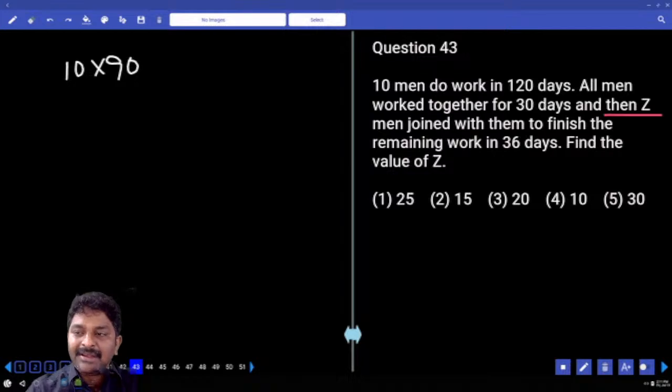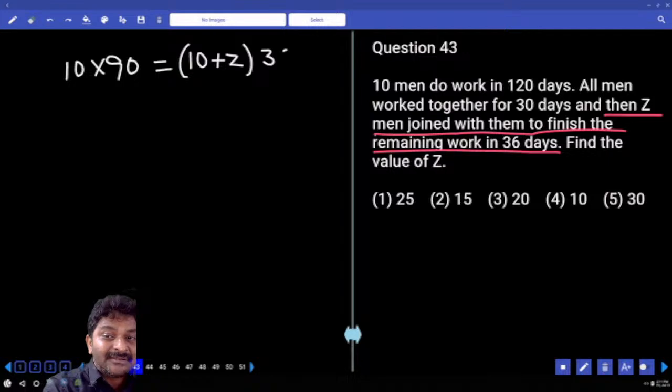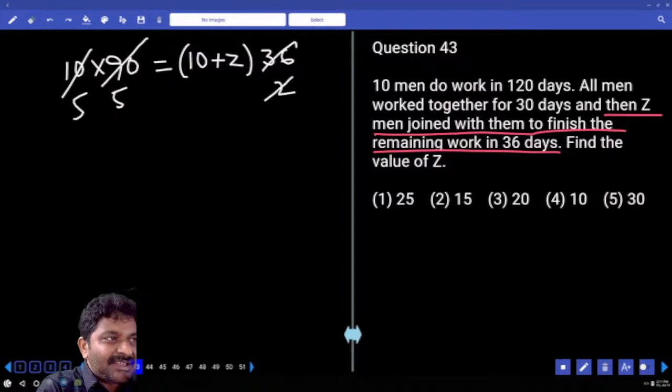Now what happened then? Z men joined with them to finish the remaining work, and the same work is done by Z more men, correct? Z more men. Already how many are there? 10 plus Z, and these people are working for how many days? 36 days. Is it correct? 18 times 5, 18 times 2. 10 plus Z is equal to 5 into 5. Z is equal to, come on, done.